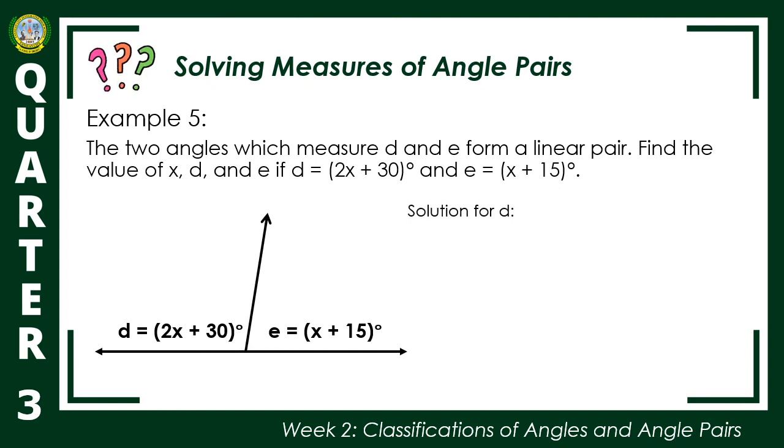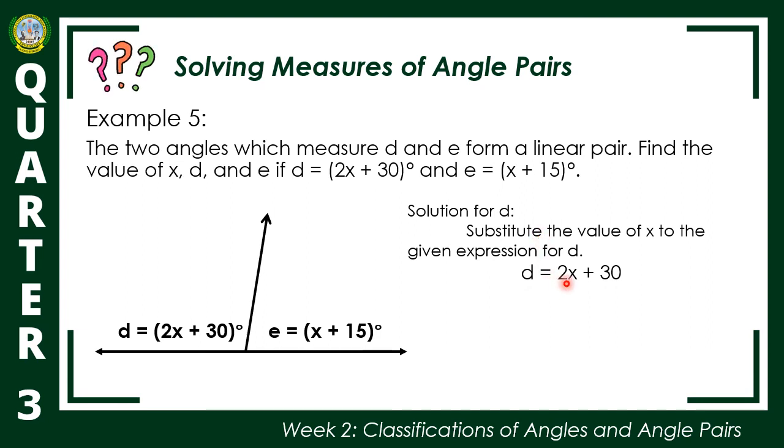Let us now solve for D and E. Dun muna tayo sa D. By substitution property, substitute na natin yung 45 dun sa 2x plus 30. So, x will become 45, and then by following the PEMDAS, 2 times 45 will give us 90, and 90 plus 30 is equal to 120 degrees. Okay? So, 120. Gawin naman natin yung E.